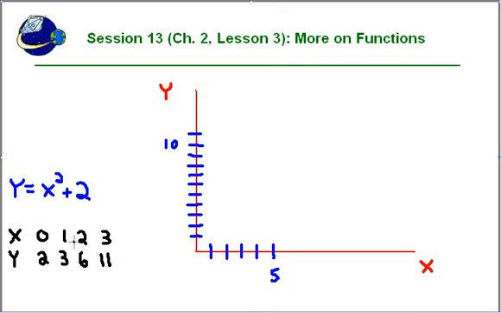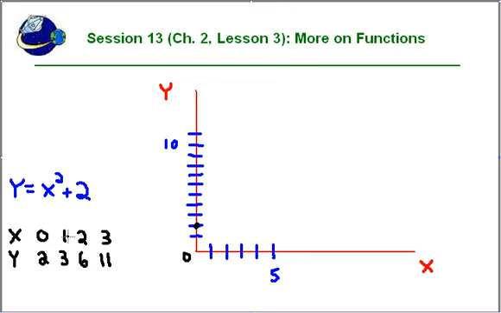Let's go ahead and plot these points. When x is 0, remember this is our origin. Our origin is the 0 point. It's where x is 0 and y is 0. But for our y coordinate, we're going to have 2. So when x is 0, y is 2. So there's that point right there.